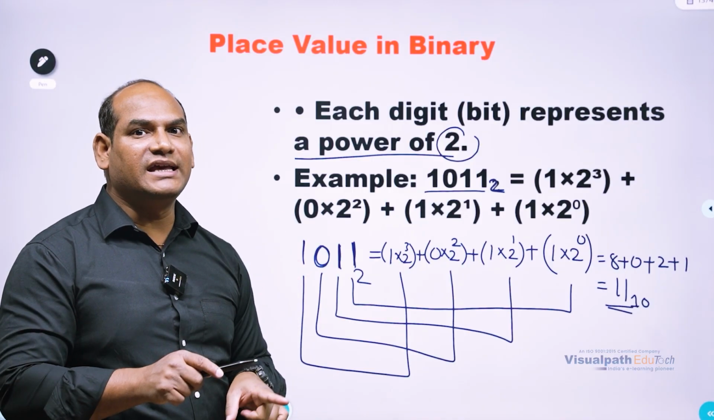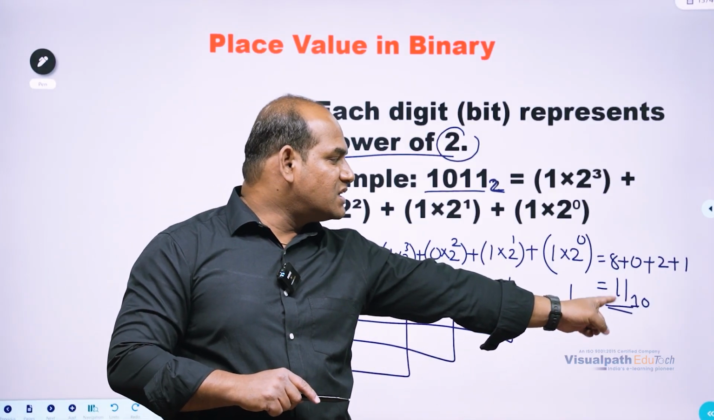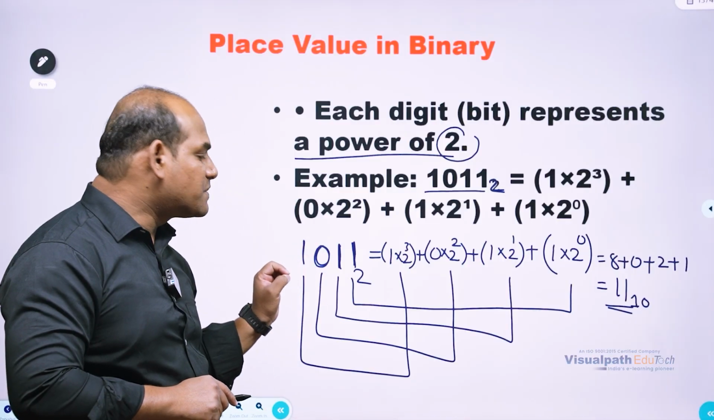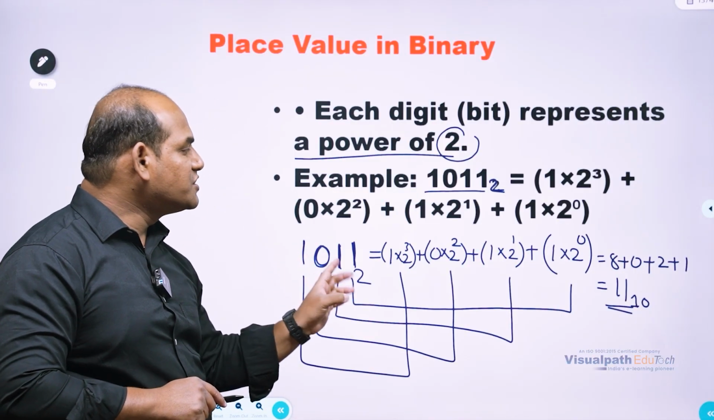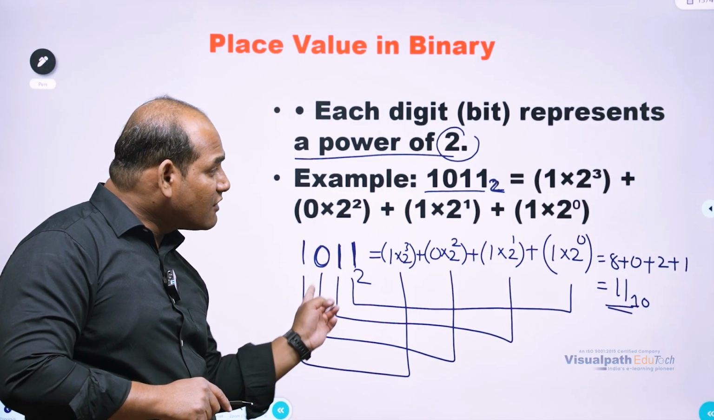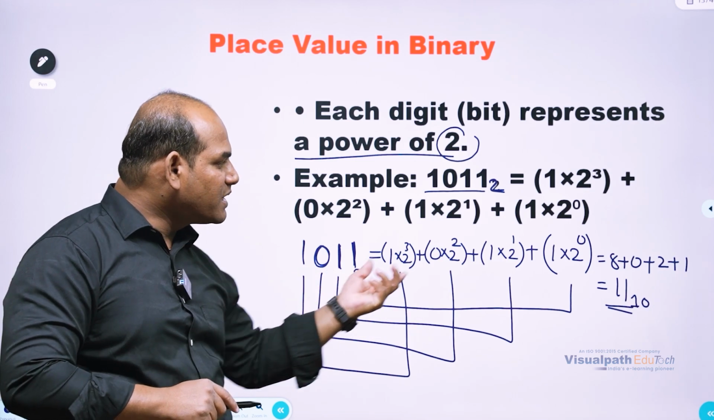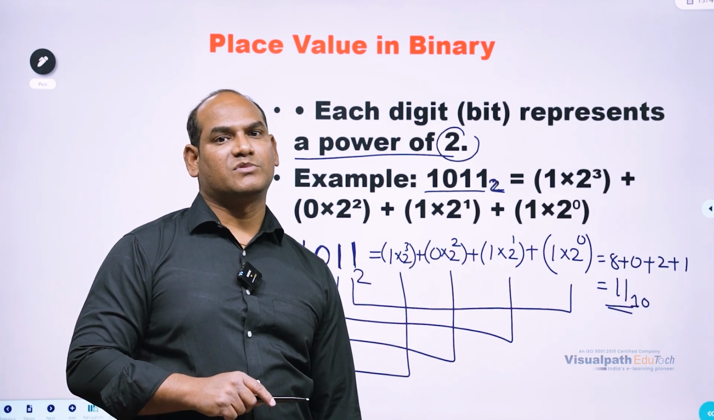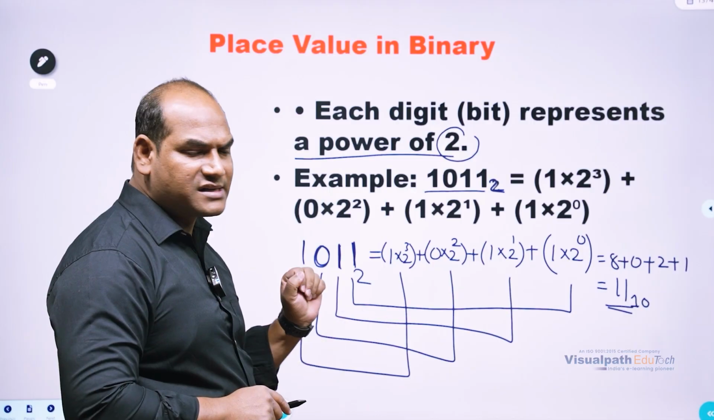The same quantity in the decimal number system is represented with 11. The same quantity is represented in the binary number system with 1011. And this is a way of converting the given binary number into the decimal number. Okay, so this is what you need to understand carefully.